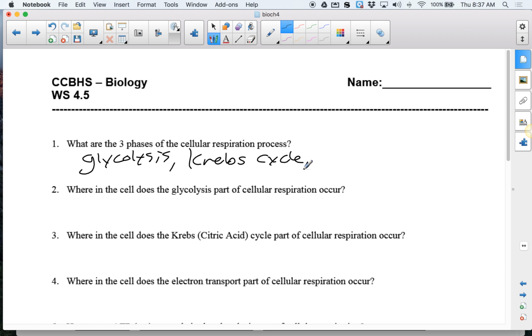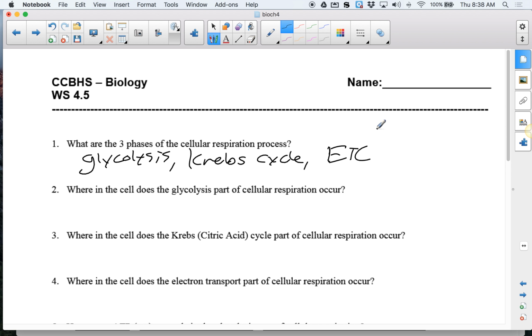Now, even though there's an electron transport chain in photosynthesis, there's a little bit of a difference, because where does the electron transport chain come in photosynthesis? Yeah, it's in the thylakoid, but I'm saying as far as the stages, what stage is the electron transport chain? So in cellular respiration, it's the 3rd stage. In photosynthesis, it's the 2nd.